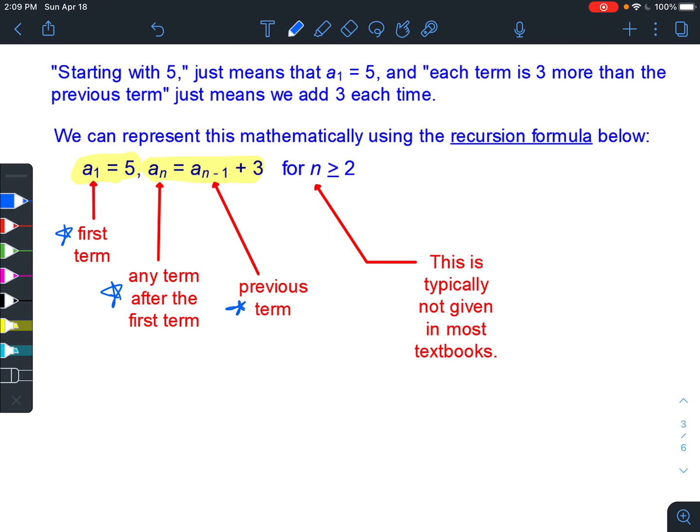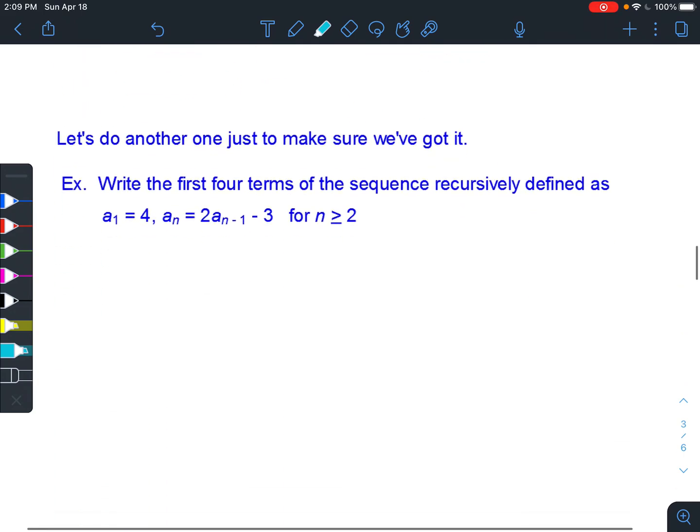Now you'll see beyond that, we've got this for n greater than or equal to 2. This is typically not given in most textbooks, but our textbook likes to do it. It's kind of redundant with the any term after the first term sort of thing. So for the a sub n in the middle there, we want that n to be at least 2. So we're not going to say a sub 1 equals 5 and then allow you to say a sub 1 equals something else. But anyway, it's a little tough to get through all that, so let's go to the example here.